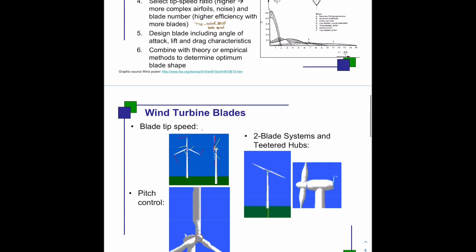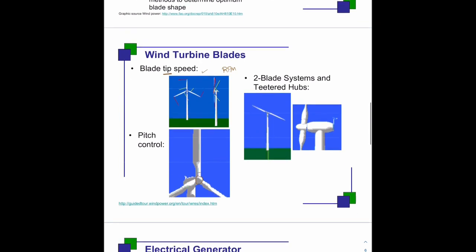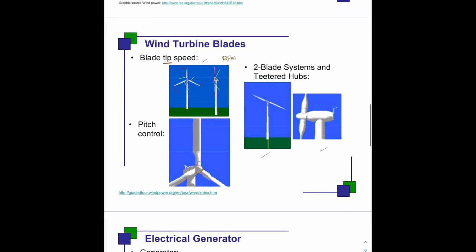Here, the blade tip speed, actually we can't say just a blade speed, but we have to have a tip speed. And the tip speed is used to know what is the output of the RPM. It has a relation with the diameter of the blade and the omega. So to know what is the output of the RPM. And the two blade system and the hub of the turbine.